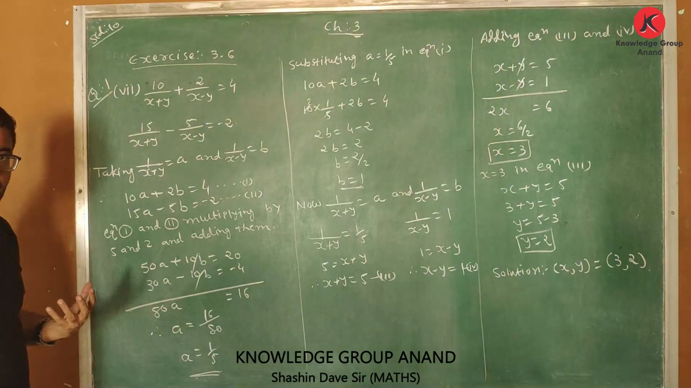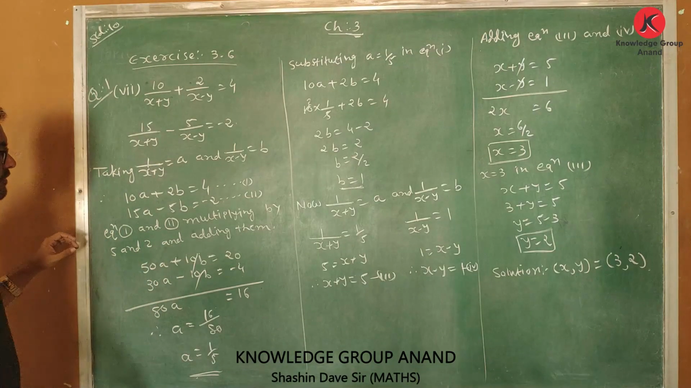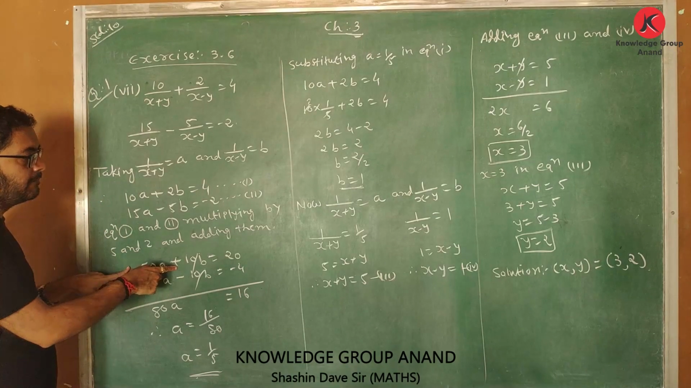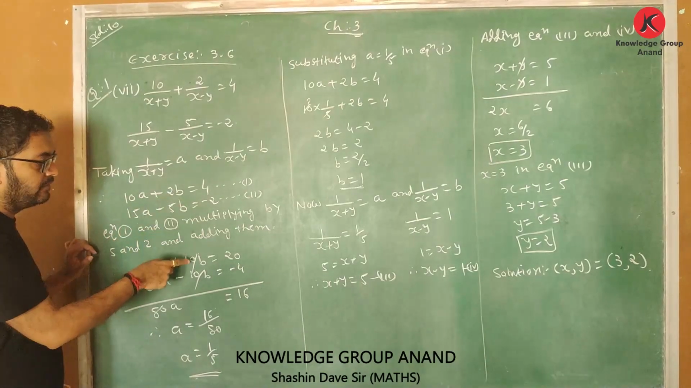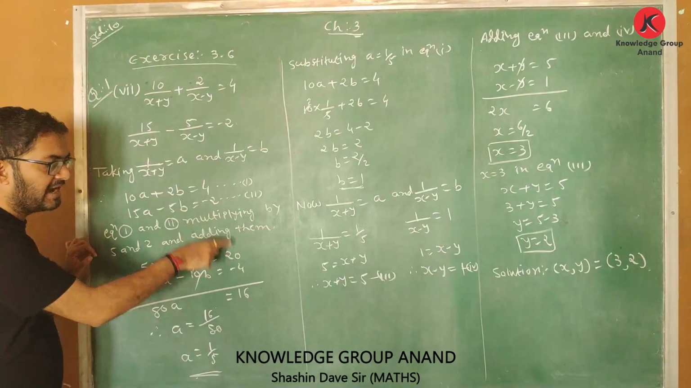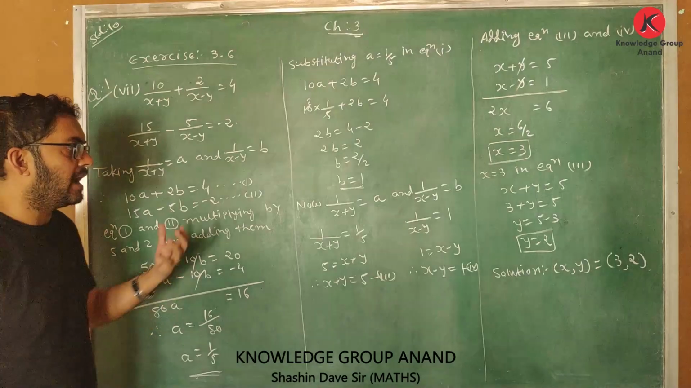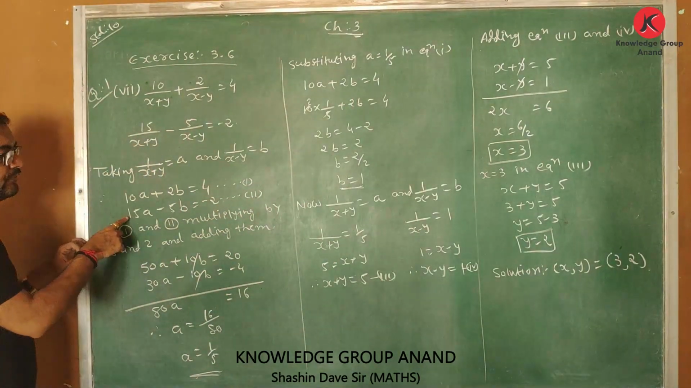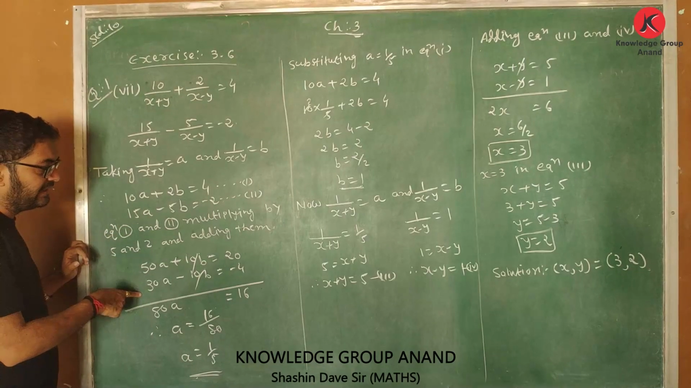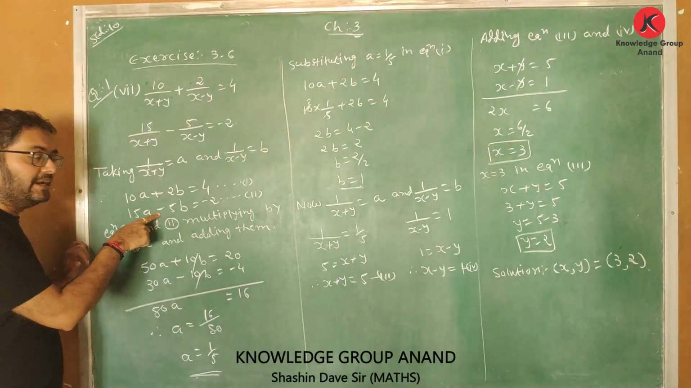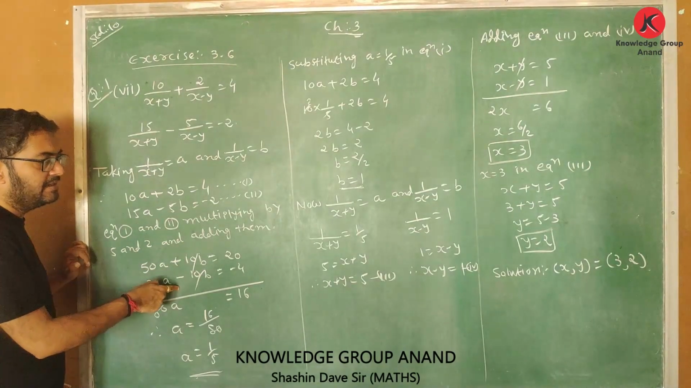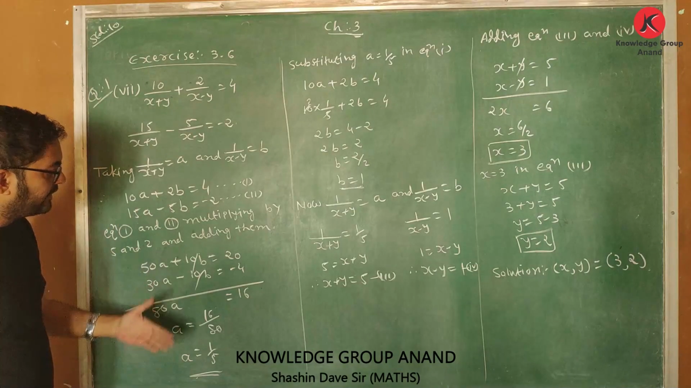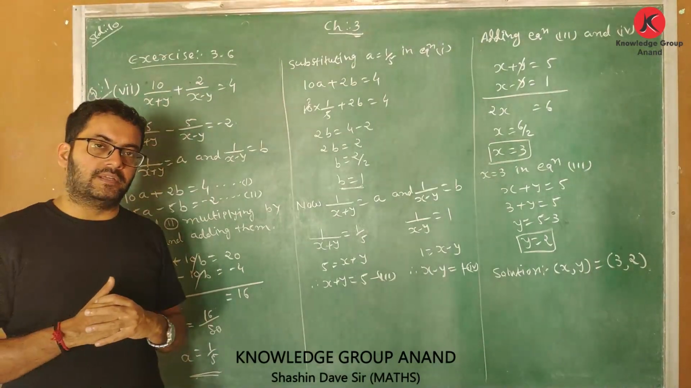Now after multiplying these equations with 5 and 2, our equations will look like this. 10a into 5, that is 50a, plus 2b into 5 gives 10b, is equal to 4 5s are 20. Similarly, I have multiplied the second equation with 2. So now 15a into 2 becomes 30a, minus 5b into 2 becomes minus 10b, is equal to minus 2 into 2 becomes minus 4. So I have written both the equations one after the other.